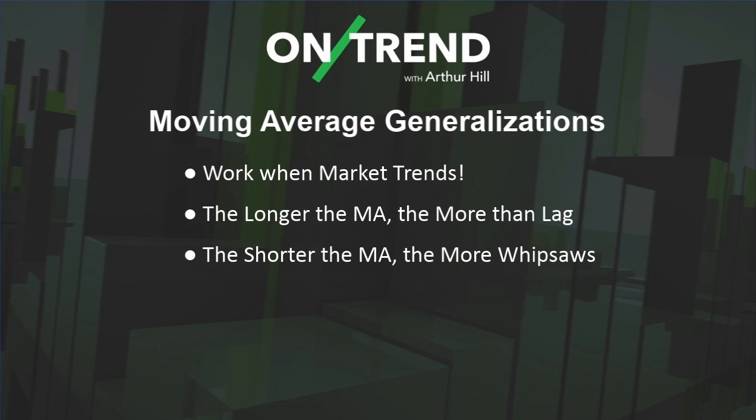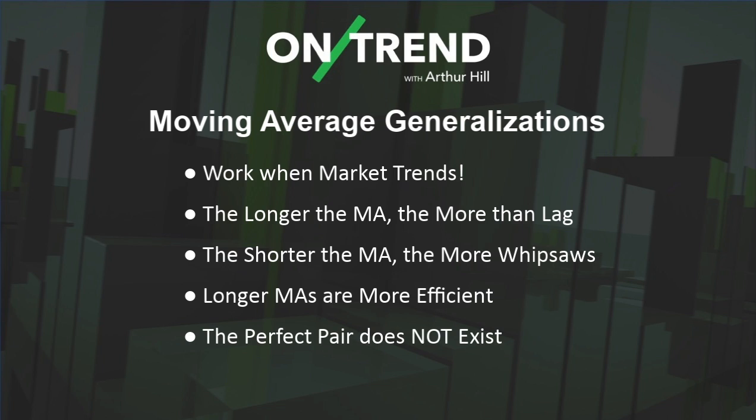All right, in general, the longer the moving average, the more the lag, okay? A 50-day EMA has less lag than a 200-day EMA. The shorter the moving average, the more whipsaws you're going to get. All right, a 5-day SMA paired with a 15 or 20-day SMA is going to have a lot more whipsaws than, say, a 50-day and a 200-day moving average.